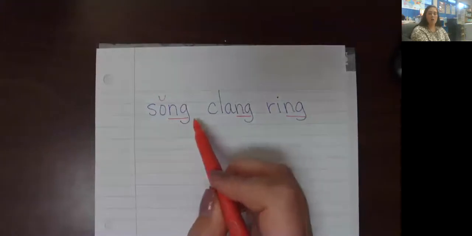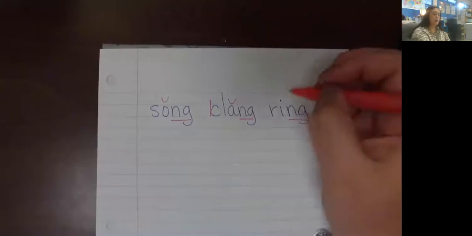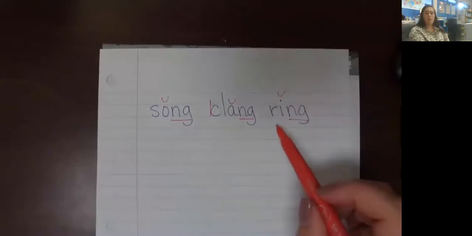Now we can finish coding the word. So we have vowel O. It's followed by a consonant, so it gets a breve. Song. The next one, vowel A, is followed by a consonant, so it gets a breve, and the C gets a K back. Clang. Next one, vowel I, has a consonant after it, so it gets a breve. Ring. Okay?